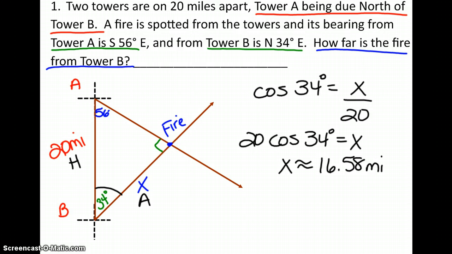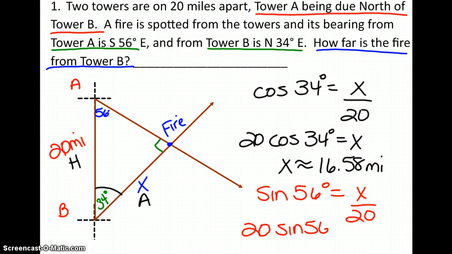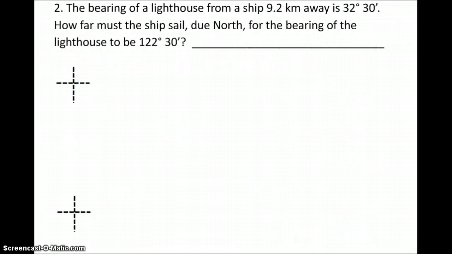Now, if you used a reference angle of 56 degrees, then that would be the sine of 56 degrees is x over 20. And 20 times the sine of 56 degrees is x, which is approximately 16.58 miles. Okay, next, the bearing of a lighthouse from a ship 9.2 kilometers away is 32 degrees 30 minutes.